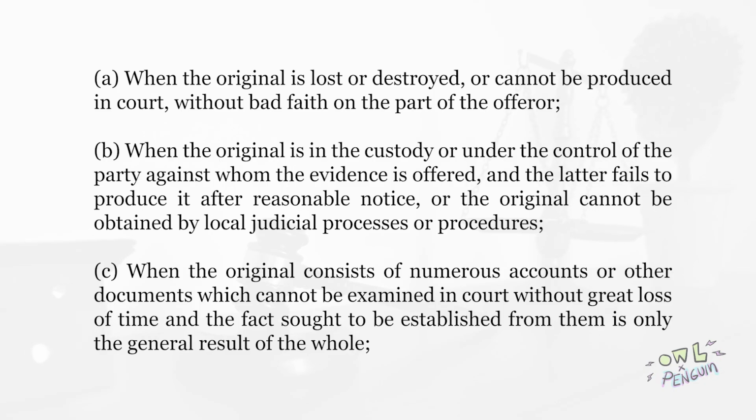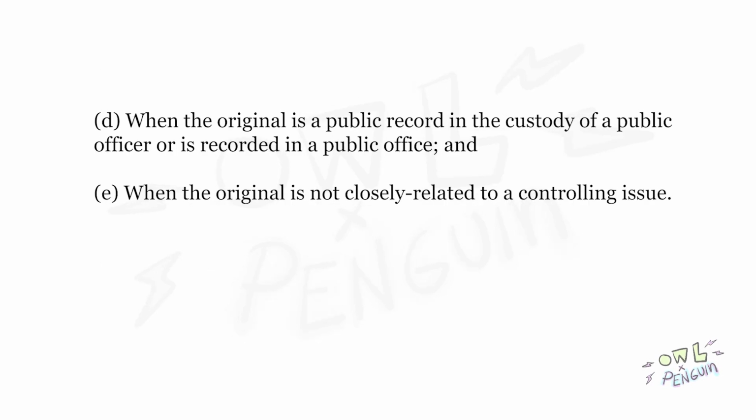B. When the original is in the custody or under the control of the party against whom the evidence is offered, and the latter fails to produce it after reasonable notice, or the original cannot be obtained by local judicial processes or procedures. C. When the original consists of numerous accounts or other documents which cannot be examined in court without great loss of time and the fact sought to be established from them is only the general result of the whole. D. When the original is a public record in the custody of a public officer or is recorded in a public office. And E. When the original is not closely related to a controlling issue.